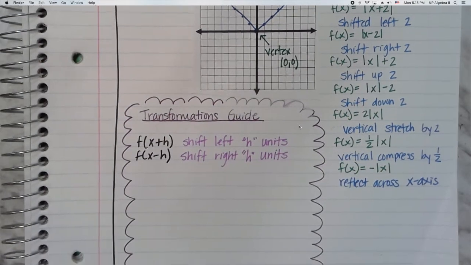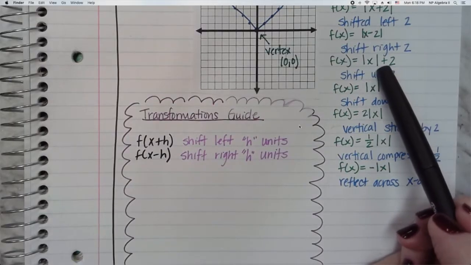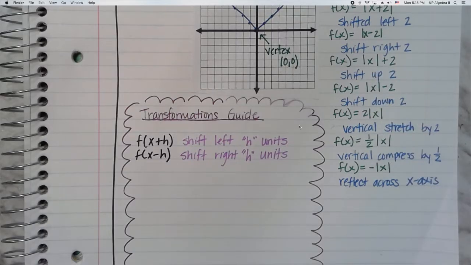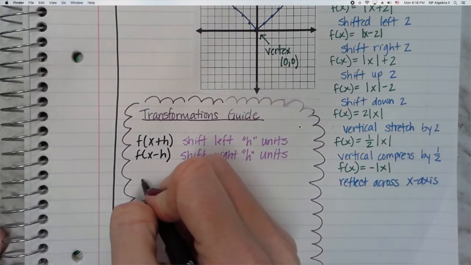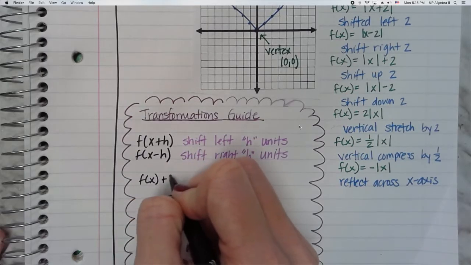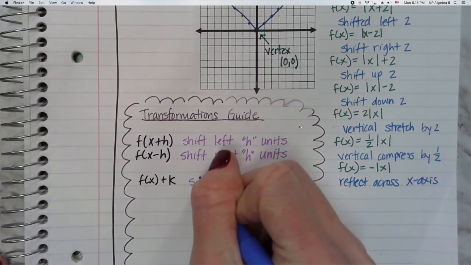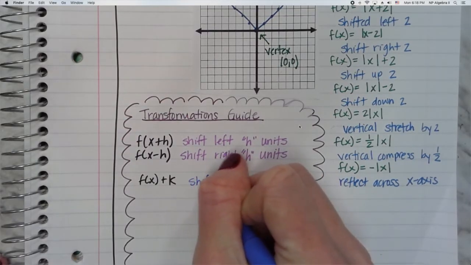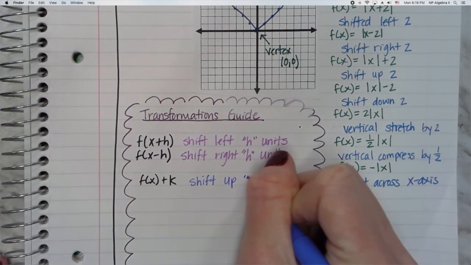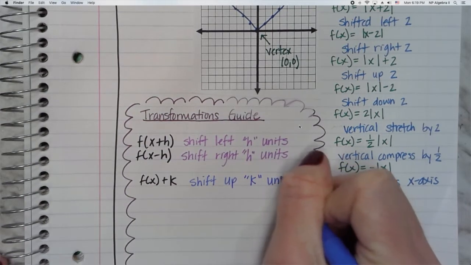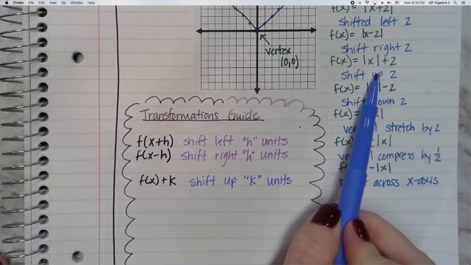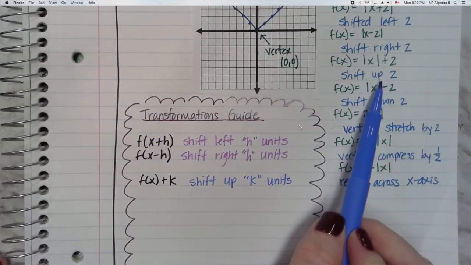Okay, then we had something that was being added outside of the absolute value bar, so outside of our operation or that applies to our function. So if we have something like this, f of x plus k, k represents our vertical shift. And so if it's positive, this one is more intuitive. It's going to be a vertical shift up, whatever k is, k units. And that we saw when we compared this to our parent function, we shifted up 2 when there was a plus 2 outside.